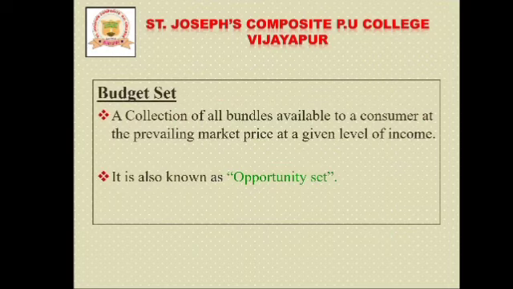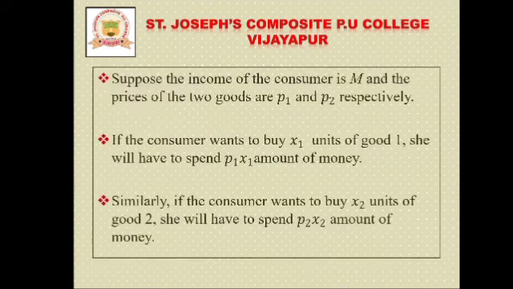In addition to these three options, there are some more options available to the consumer within the given income, even if the entire income is not spent. Take for example, suppose the income of the consumer is M. M is income, and the prices of the two goods are P1 and P2. Dear students, remember, M is income and the prices of the two goods are P1 and P2.